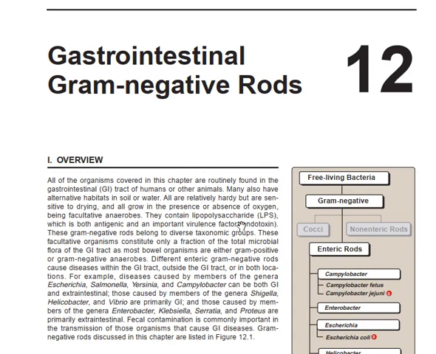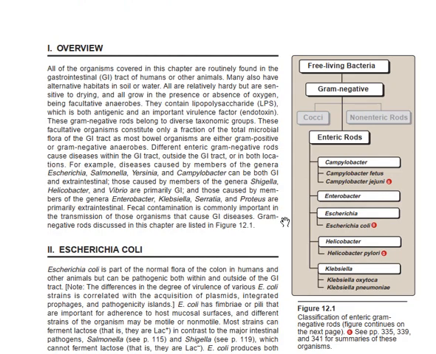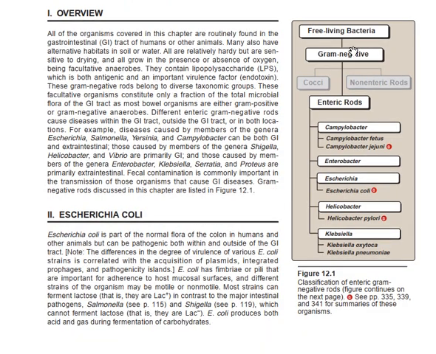So in this tutorial, we're going to continue with gastrointestinal gram-negative rods. Still under the free-living bacteria, we have gram-positive and gram-negative, as you can see under the introduction to bacteriology. Under gram-negative, we have the cocci, the enteric rods, and the non-enteric rods. We have already seen the gram-negative cocci, such as Neisseria.